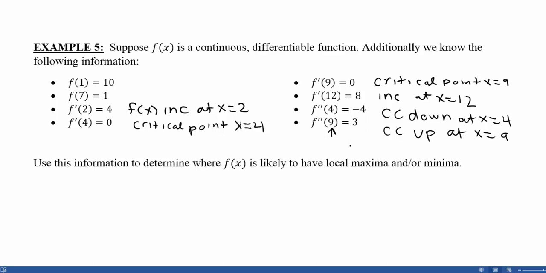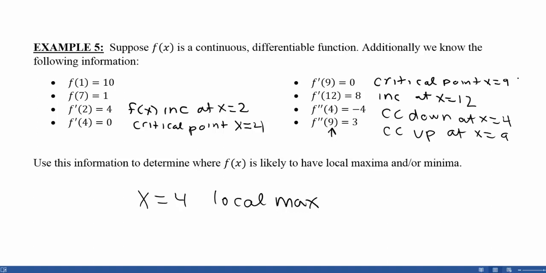Looking at the big picture now with all the things I know, I'm really interested in what's happening at the critical points because that's where I'm likely to have local maxes and mins. I have a critical point at 4 and a critical point at 9. But I also have information about the second derivative at those points. At 4, my function is concave down. So if I have a critical point at 4, and I know that the second derivative is negative there, and I'm concave down, that tells me that x equals 4 is going to be a local maximum.